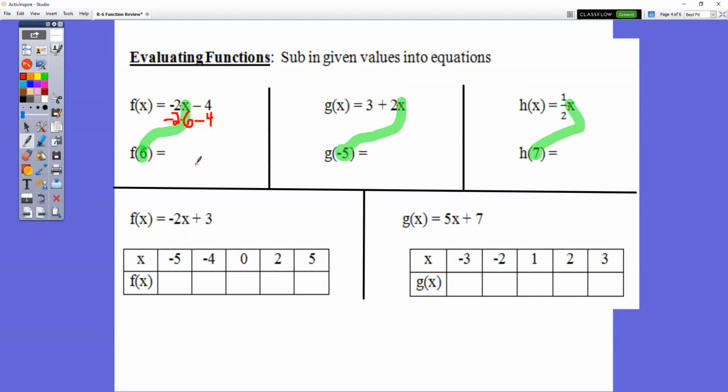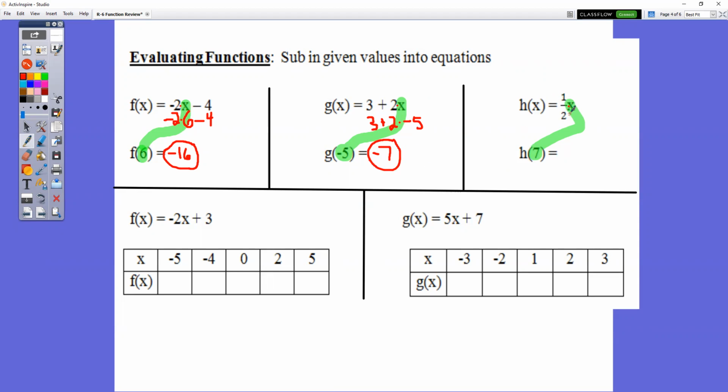You can type that right directly into the calculator. -2 times 6 minus 4, and you get an answer of -16. In this one, we're subbing in a -5. So 3 plus 2 times -5. Type that directly into the calculator, exactly how it says, and you get an answer of -7.